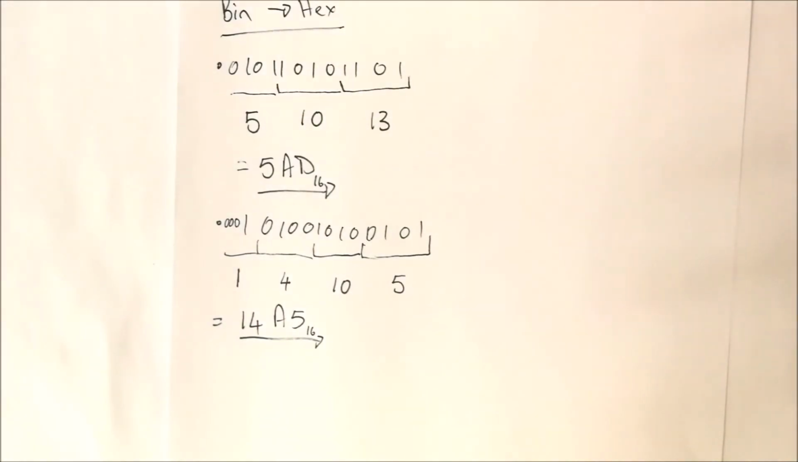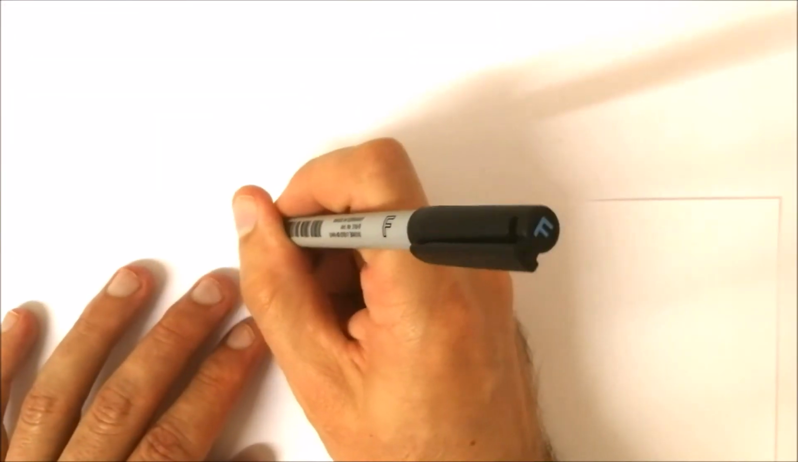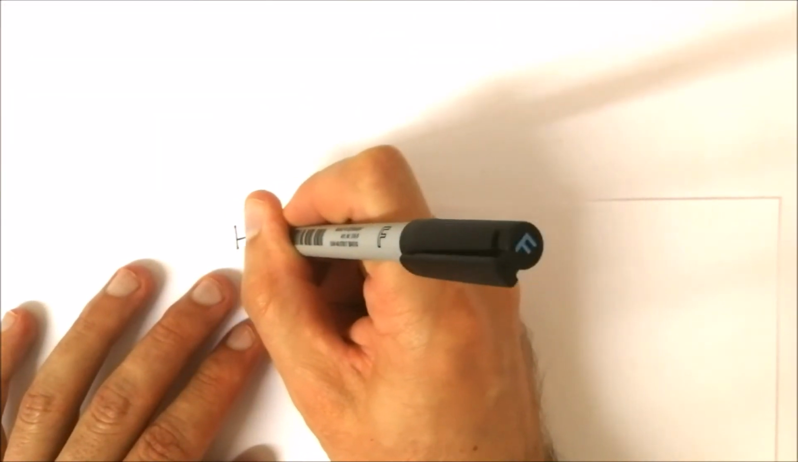The same principle applies as with octal, it's just that we're working with 4 bits. Now that we've done that, let's have a look at the next conversion. We want to convert from hexadecimal to octal numbers.